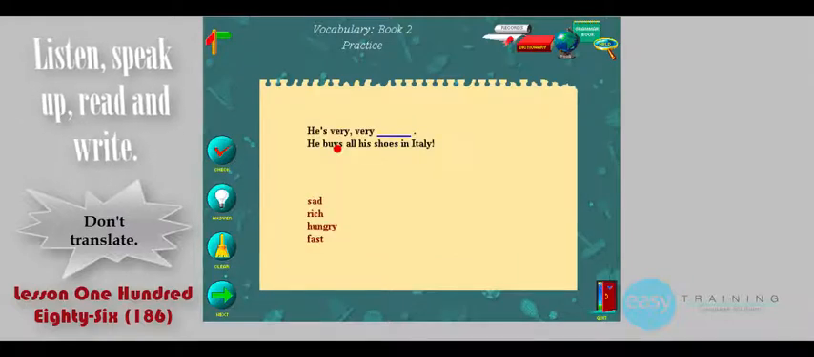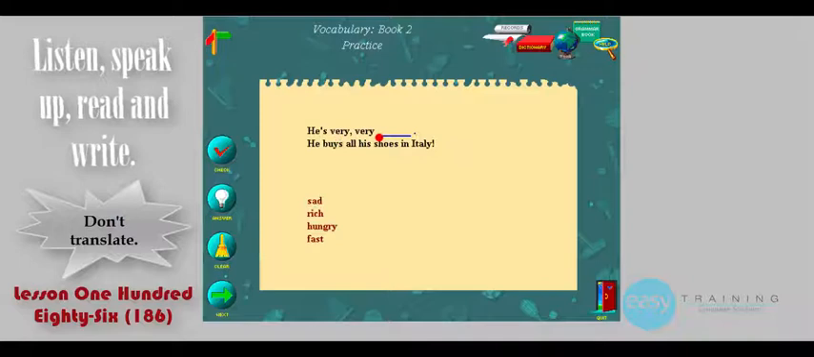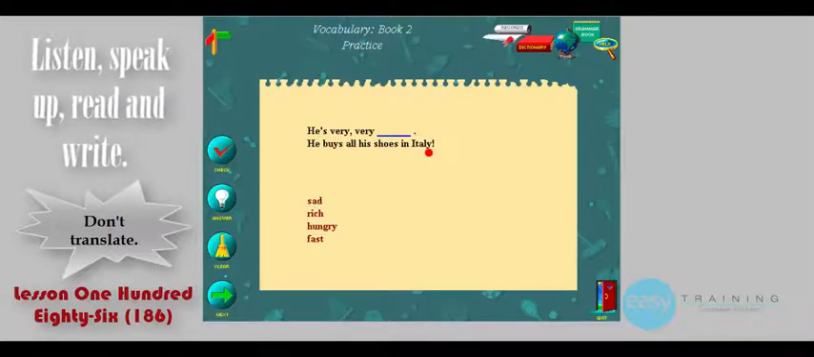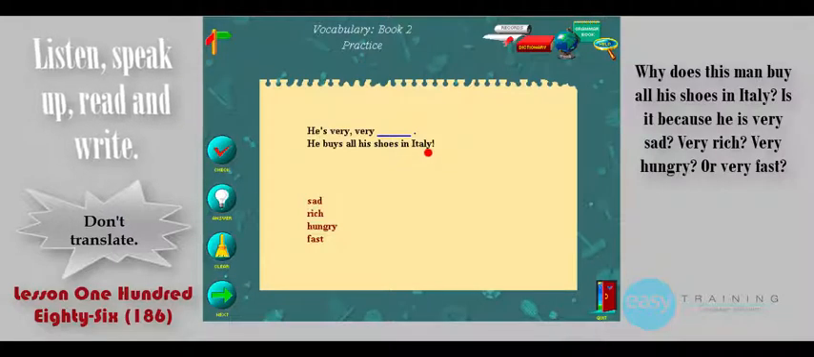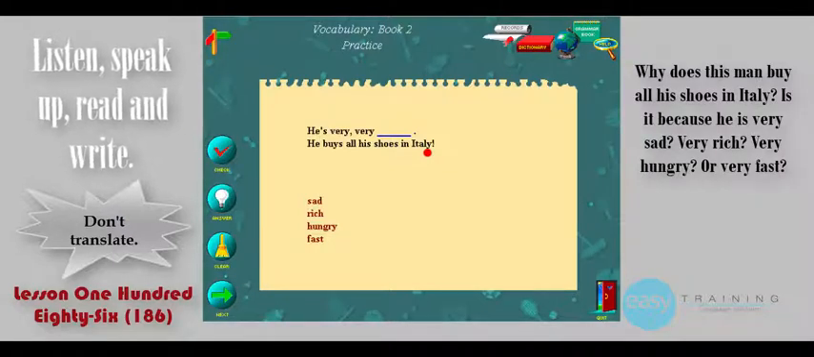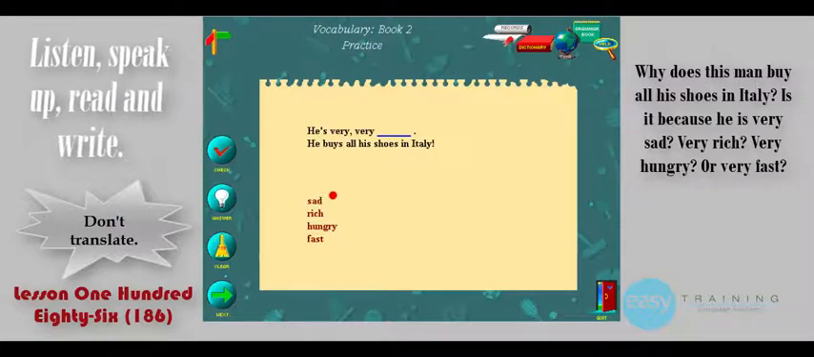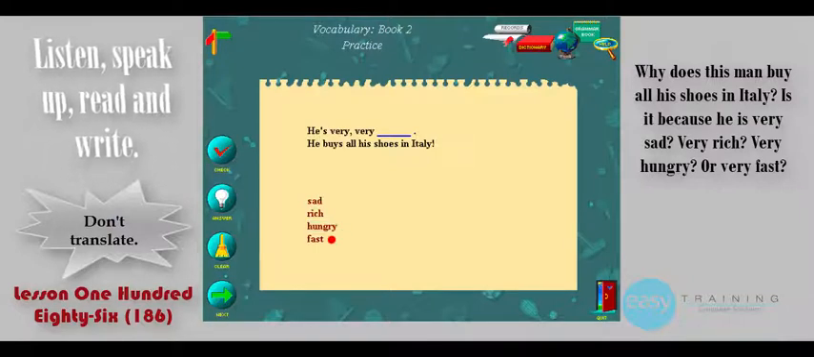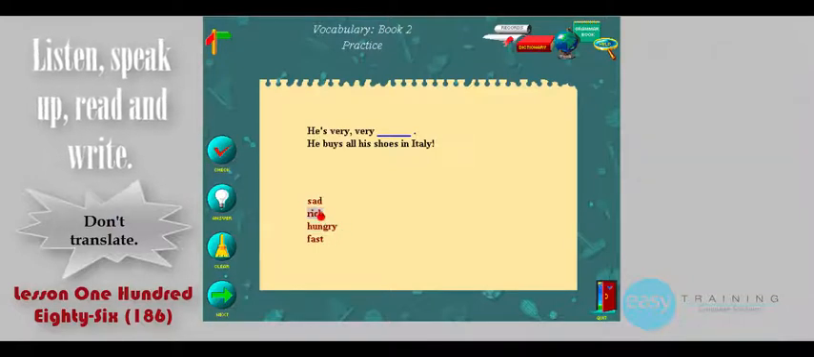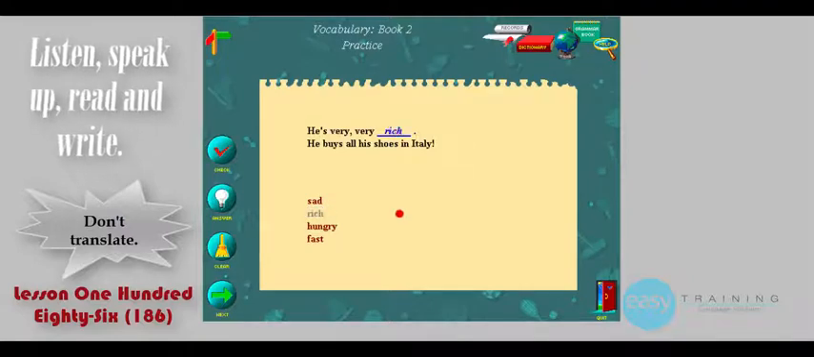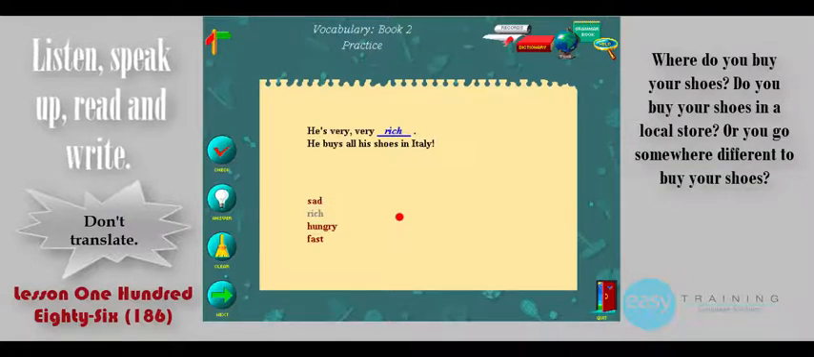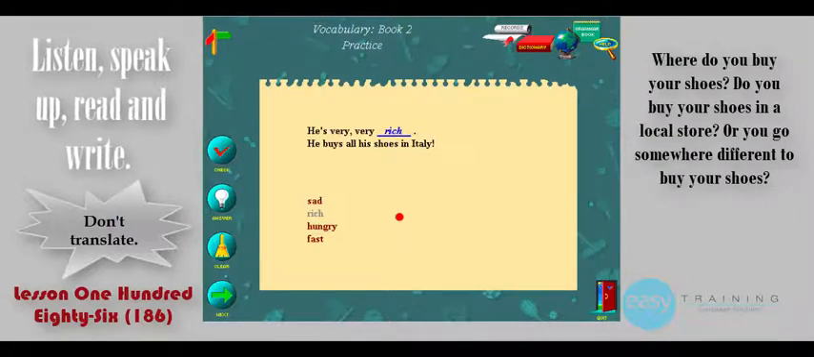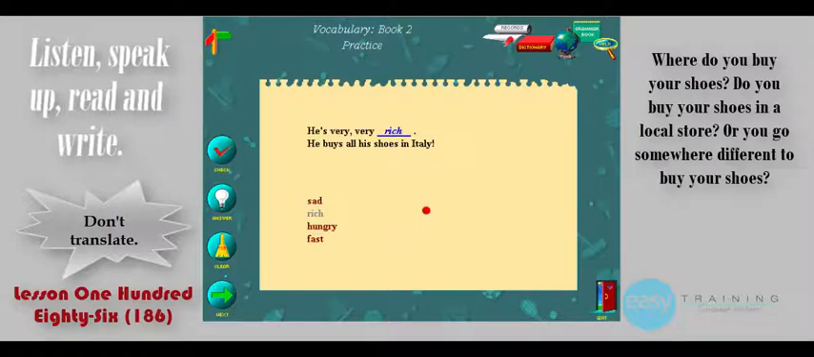He is very, very blank. He buys all his shoes in Italy. Why does this man buy all his shoes in Italy? Is it because he is very sad, very rich, very hungry, or very fast? He is very, very rich. Where do you buy your shoes? Do you buy your shoes in a local store, or do you go somewhere different to buy your shoes?